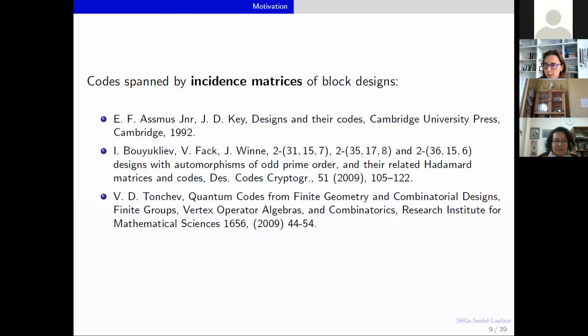Okay, so an incidence matrix is a matrix that describes incidence between points and blocks. Codes obtained from incidence matrices of block designs were studied in many papers, in more papers than adjacency matrices of strongly regular graphs.